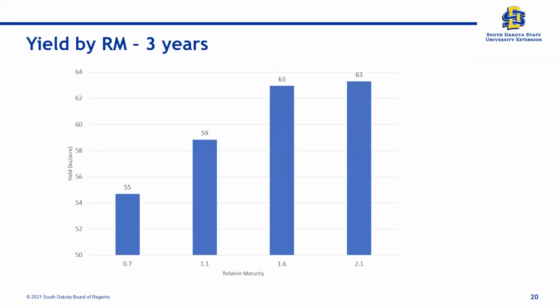So yield by relative maturity: on average, altogether, the lowest yielding was the 0.7 group, and then there's an increasing trend, but on your graph, if you go this way, it kind of flattens out when it reaches the 1.6 maturity group. And so in the Brookings area where the research was done, maybe the 1.6 was the best maturity group to grow.